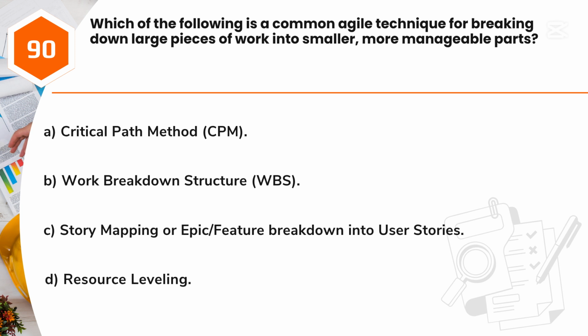Question 90. Which of the following is a common Agile technique for breaking down large pieces of work into smaller, more manageable parts? A. Critical Path Method, CPM. B. Work Breakdown Structure, WBS. C. Story Mapping or Epic/Feature Breakdown into User Stories. D. Resource Leveling.